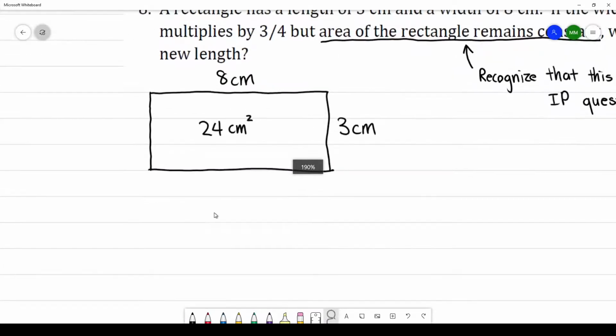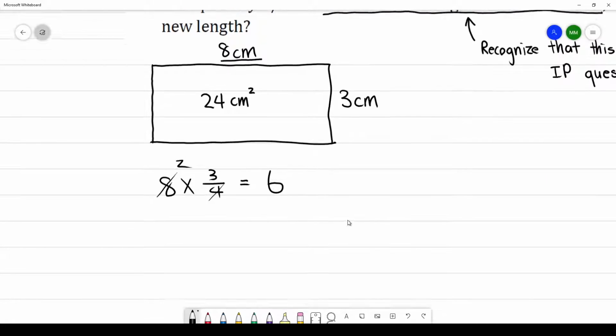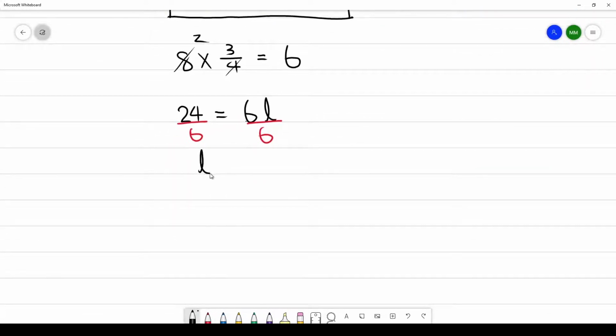So instead of multiplying the 3, you multiply the 8. So 8 times 3/4 is equal to, you cancel out here, equal to 6. Oh, no fraction. So the only fraction you have to deal with is in the first step. And area is still 24, that doesn't change. And then the new width is equal to 6, so 6 times length. And then you just divide 6 on both sides. And then length is equal to 4.